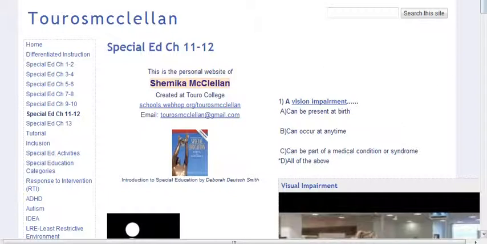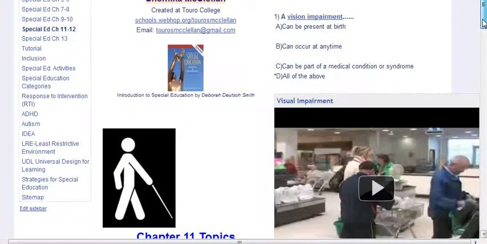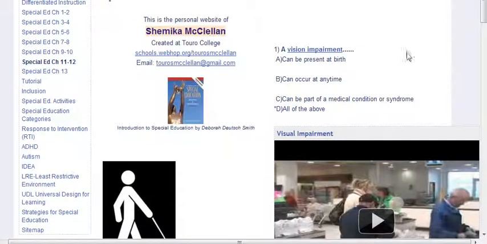Some of the topics that are discussed include visual impairment, which is a very important topic when it comes to special education, because many students with disabilities have visual impairments. Now this question asks what a vision impairment does, what it can be, when it can be present, when it can occur. You know the answer is all of the above.